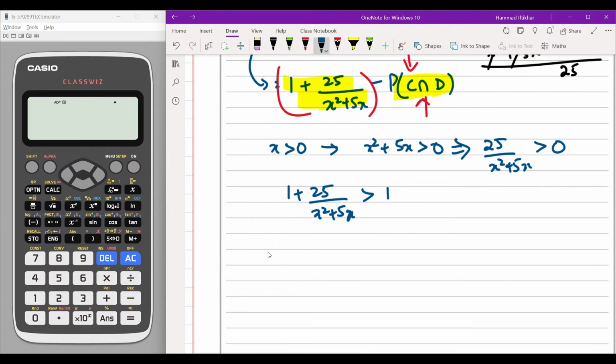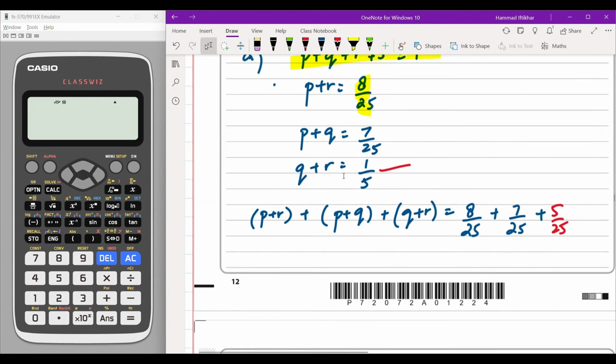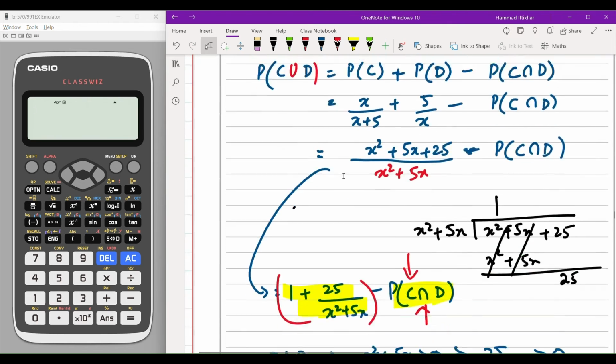So probability of C plus probability of D is greater than 1. So probability of C intersection D can never be 0, otherwise it's an impossibility. Can never be 0. Okay, right. And that was very interesting.